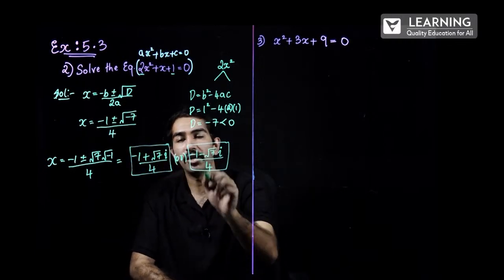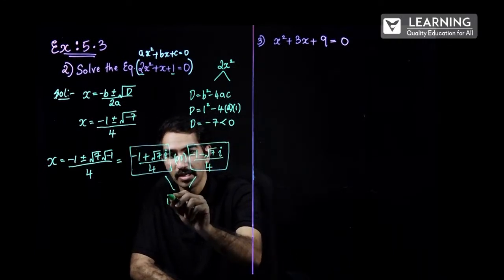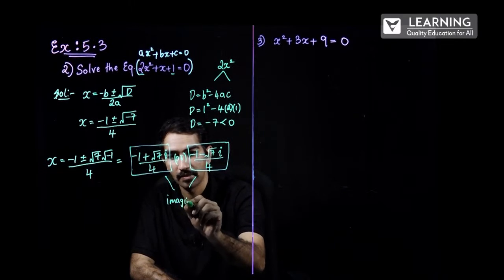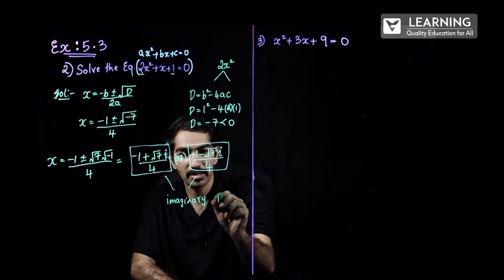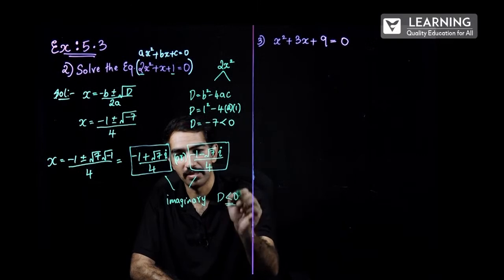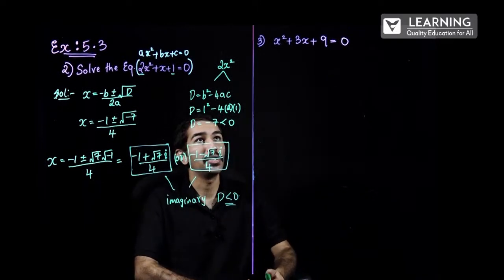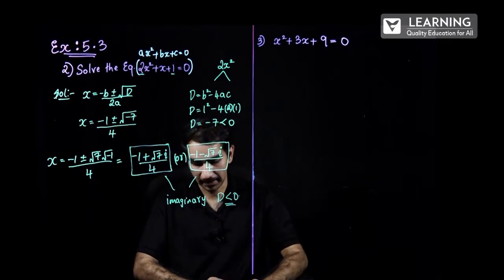And how are the roots we got? Here the roots are imaginary. Why are they imaginary in nature? Because the discriminant is lesser than 0. Understood? Moving on to the next question, number 3.